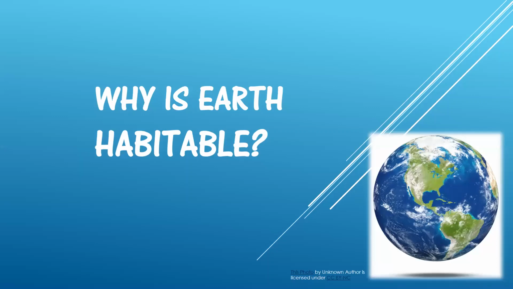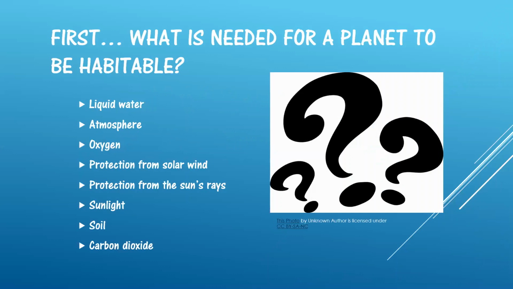So the point of this PowerPoint presentation is to talk about why the Earth is habitable and why it's the only planet in our solar system that has this habitable feature. So first, in order to talk about Earth being habitable, what is needed for a planet to be habitable? It needs liquid water, atmosphere, oxygen, protection from solar wind and the sun's rays, sunlight, soil, and carbon dioxide. And luckily, our Earth has all of these features.